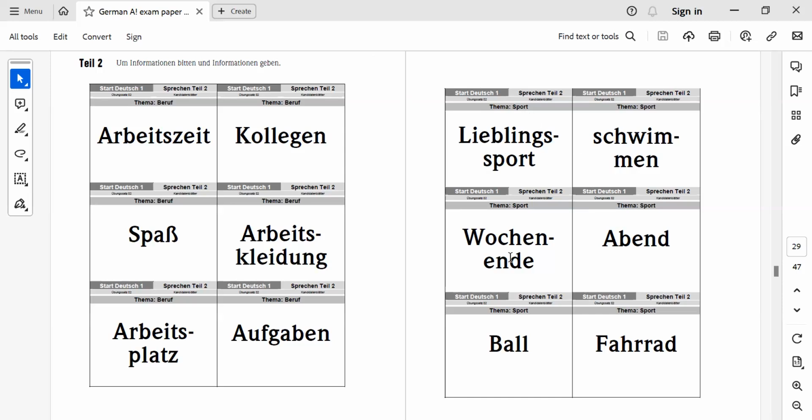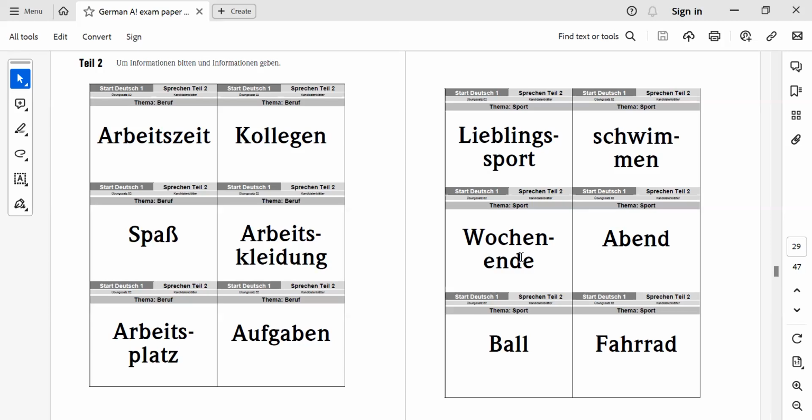Then Wochenende. Was machen Sie am Wochenende? What do you do on weekend? You can say, I watch film, I meet my friends, or I go for lunch. Or I sleep for a long time. So, ich schlafe lang, you can say. Ich treffe meine Freunde, you can say. Or ich gehe zum Abendessen oder Mittagessen mit Freunden, you can say. So, I go for lunch or dinner with my friends.